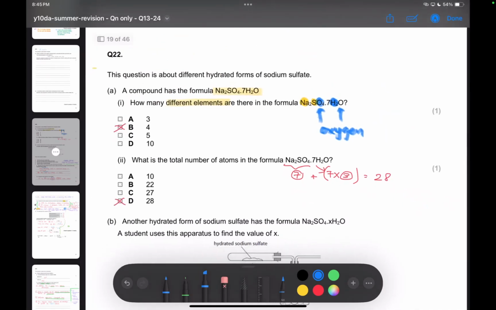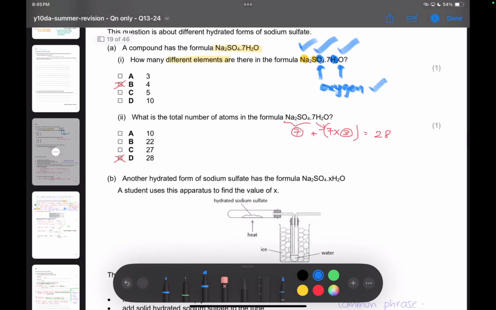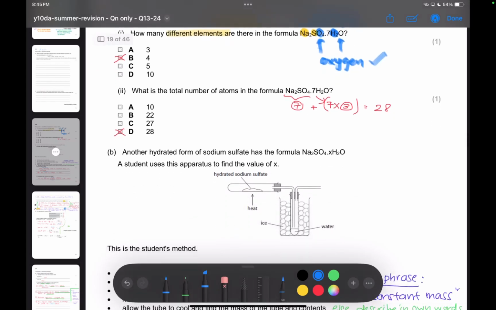which is oxygen. So there are essentially only 4 types, and that would be sodium, that's Na, sulfur, and then the O is oxygen and H is hydrogen. So there's only 4 types of elements in there.